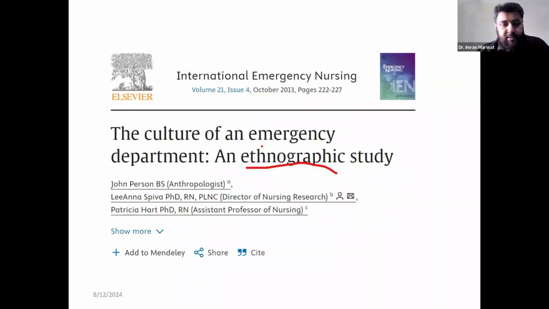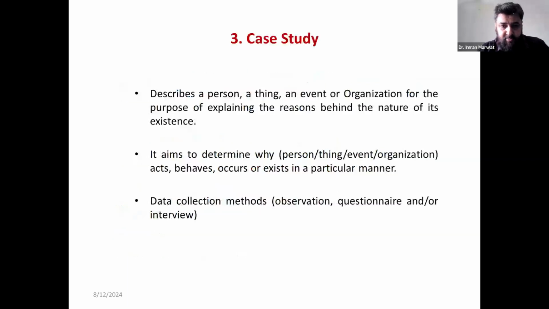But yes, in our setup we can do these ethnographic studies because we have the tribal areas, we have different ethnic groups here in Khyber Pakhtunkhwa. So the setting is there for us that we can also do this.